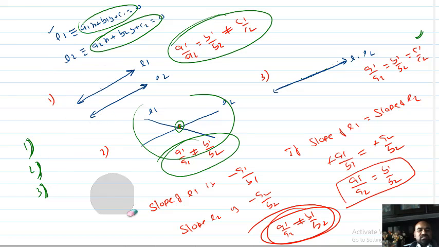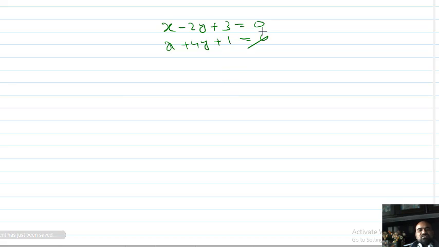I will show you, students. Listen. For example, x minus 2y plus 3 equal to 0, and x plus 4y plus 1 equal to 0. Two linear equations are given. You want to find the common solution. How to find the common solution?